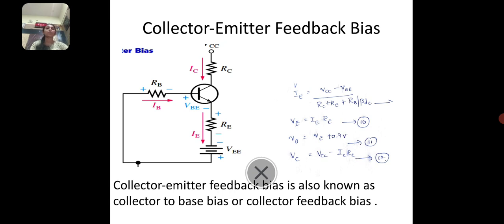The collector feedback and emitter feedback circuits fall short because there is not enough negative feedback to do the job. To improve the stability of Q point, both collector and emitter feedback is combined. Here, the equation to analyze the collector emitter feedback bias is IE is equal to (VCC minus VBE) divided by (RC plus RE plus RB divided by beta DC). VE is equal to IE times RE. VB is equal to VE plus 0.7. VC is equal to VCC minus IC times RC.